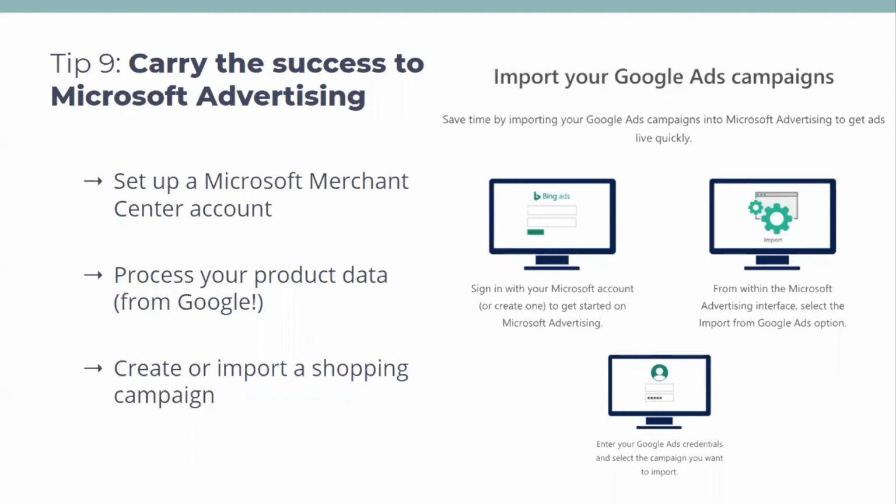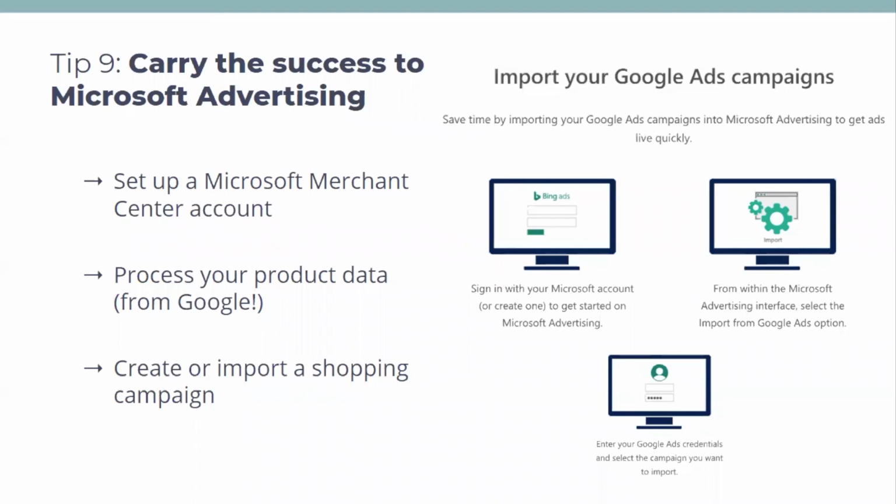Don't worry, you don't have to structure your data any different way than Google. You don't even have to structure it at all. You can process your product data straight from the Google Merchant Center by linking the two. Microsoft will process this data just like Google. It might take some time, a day or two, depending on the number of products.